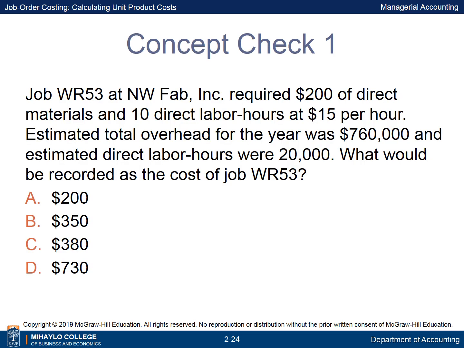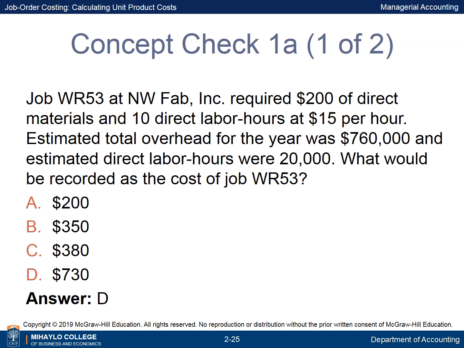Job WR53 at NW Fab Incorporated required $200 of direct materials and 10 direct labor hours at $15 per hour. Estimated total overhead for the year was $760,000, and estimated direct labor hours were 20,000. Would the recorded cost of job WR53 be $200, $350, $380, or $730? The predetermined overhead rate is $38 per direct labor hour. The direct materials cost is $200.